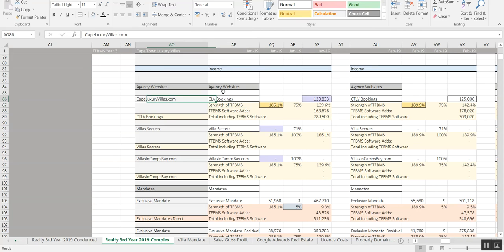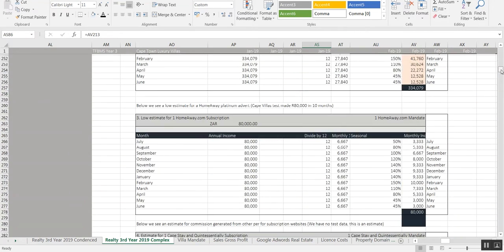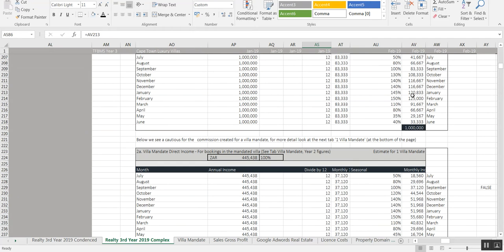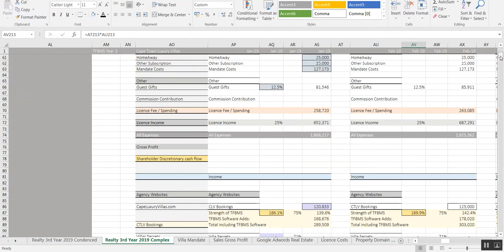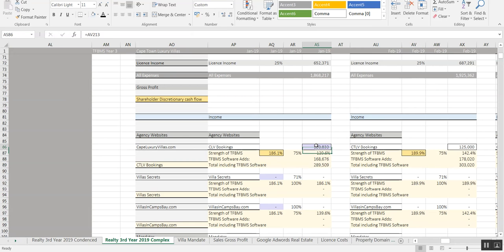Here. And I've changed it to Cape Luxury Villas. And that's that purple, you see, that purple 120. We go down. January. Okay, so this is a low forecast because it should have been 1.4, but we've gone to 1 million. It also just helps for the math to make it simple.